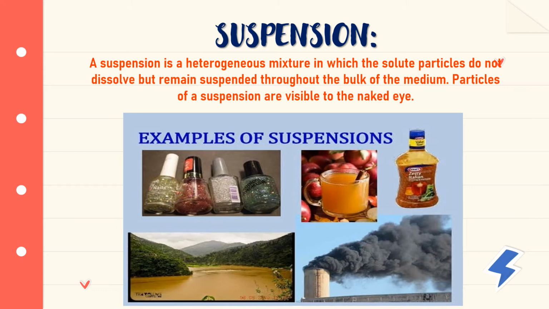You can see some more examples of suspension: muddy water, nail polish, squashes, the smoke coming from chimneys, which contains dust particles, and juices, which also contain some suspended particles of the food. So these all are examples of suspension.